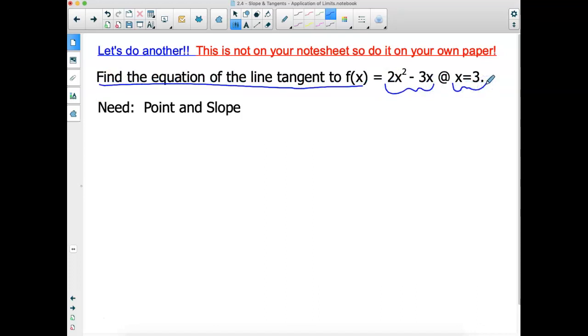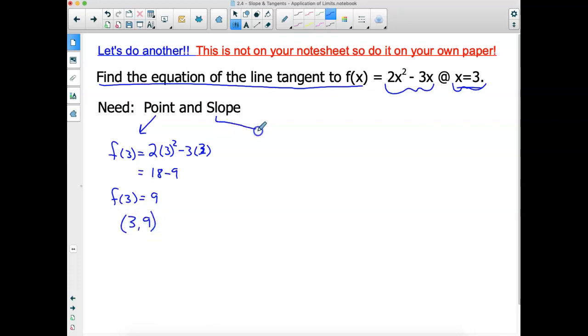First and foremost, we need a point. The point on the graph at x equals 3 is whatever f of 3 is going to equal. When I plug that in, I have 2 times 3 squared minus 3 times 3. I get 18 minus 9. So f of 3 equals 9. It's simply a crafty way to write an ordered pair. It's really (3, 9), okay?